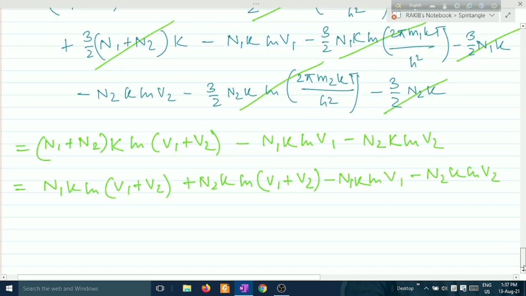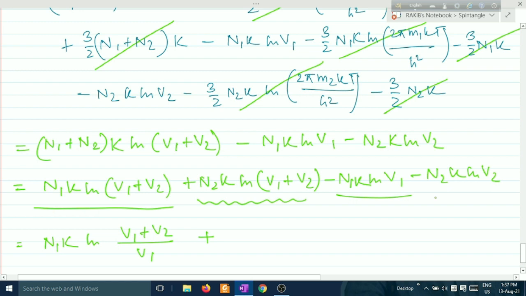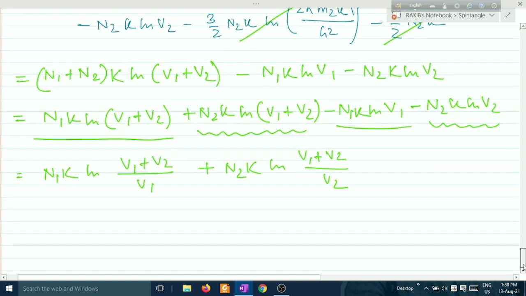You can take n1 k common from both terms, and there will be a dividing relation. That becomes n1 k ln((v1 plus v2) by v1) plus, taking n2 k common from these two terms, n2 k ln((v1 plus v2) upon v2). That's all. You can see that this is the entropy increment.